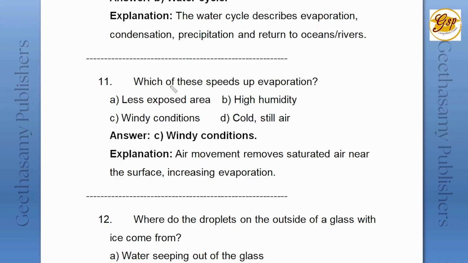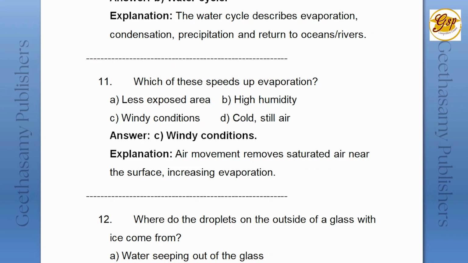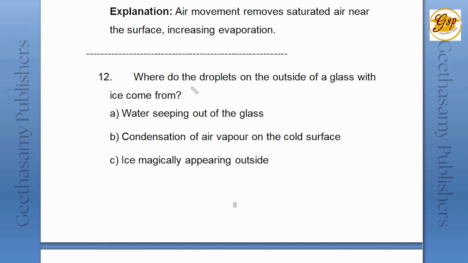11th question. Which of these speeds up evaporation? Less exposed water, high humidity, windy conditions, or cold and still. It is windy conditions. Out of these four choices, windy conditions is right. So the air movement removes saturated air near the surface and increases the evaporation, so it dries quickly.